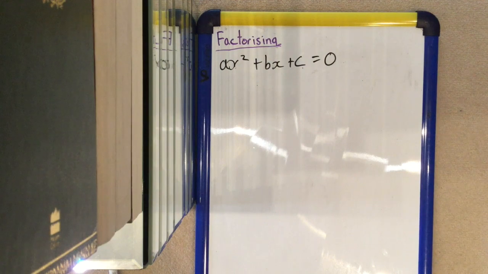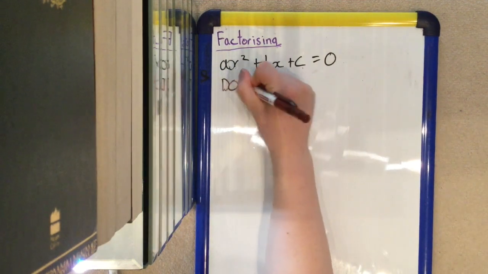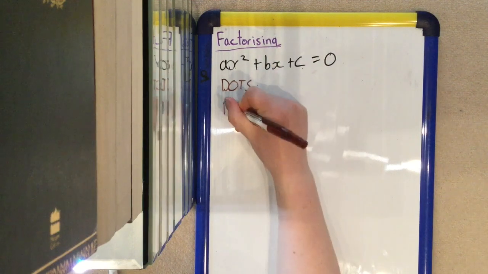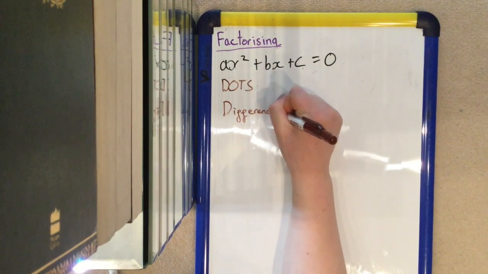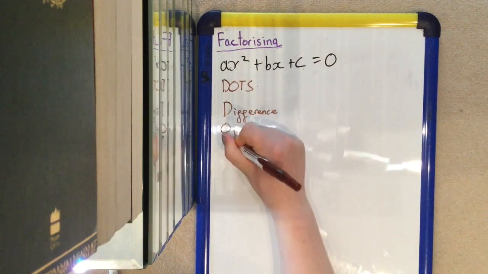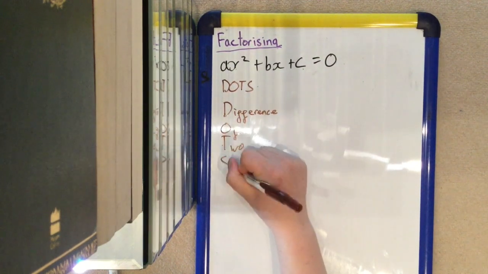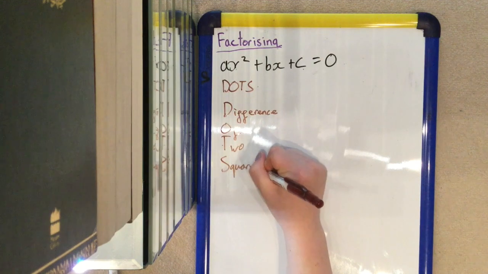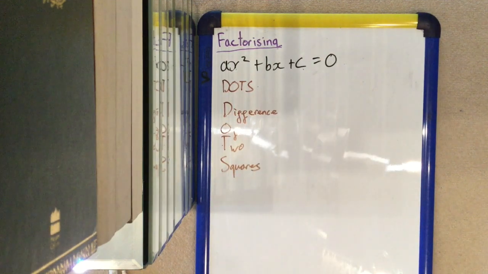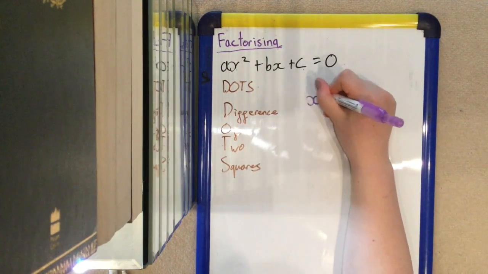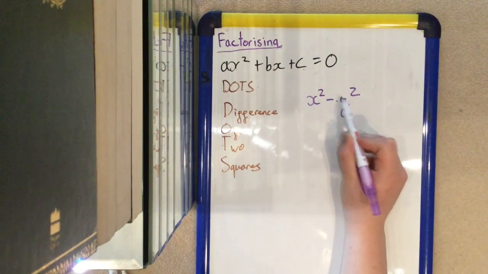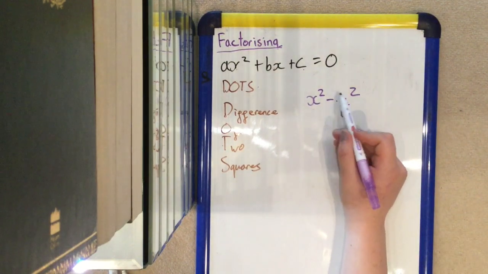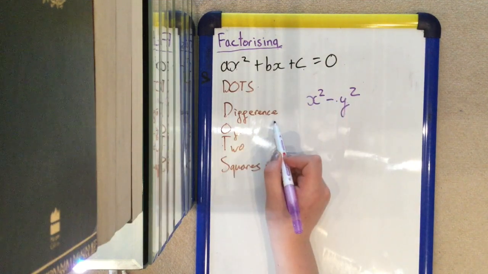The final thing I'm going to show you today is a little trick that we call DOTS. And this stands for the difference of 2 squares. What that means is x squared minus y squared. I have 2 squares and it's a minus, which means I'm looking at the difference between them.